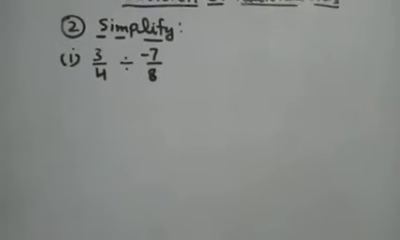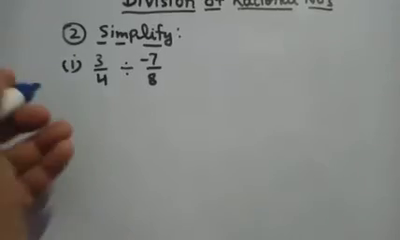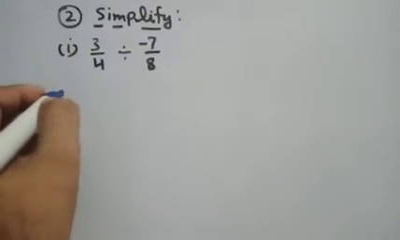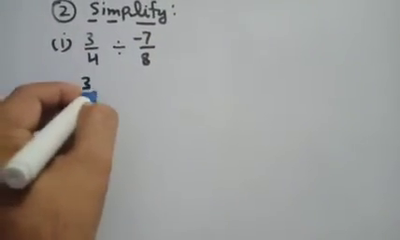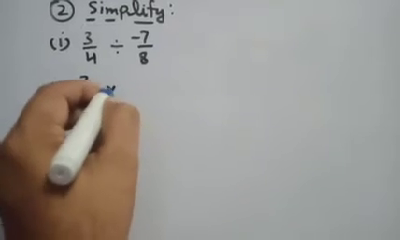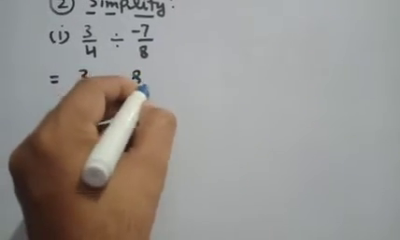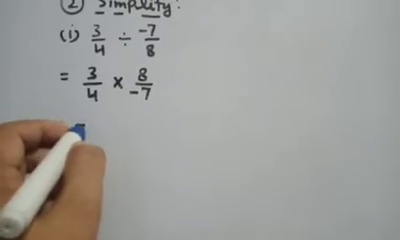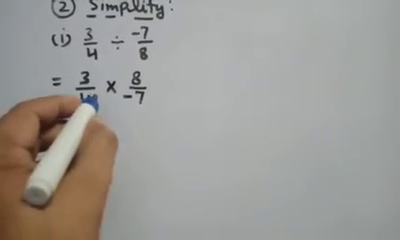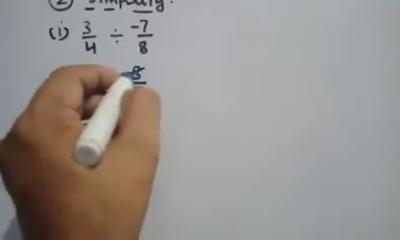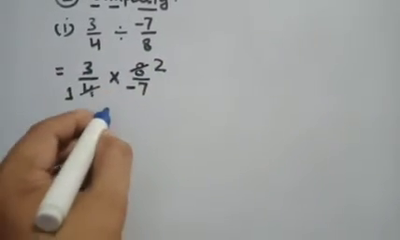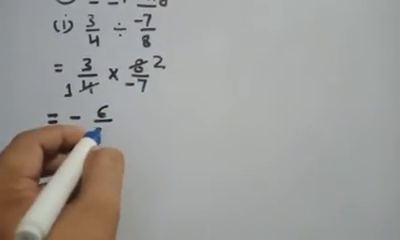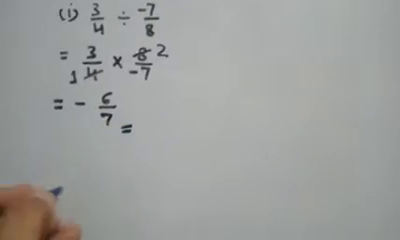So student, now the second question is simplify. The process will remain the same: 3 by 4, and here is a multiplication sign, now 8 upon minus 7. This one negative sign comes at front. Now 4 ones are 4, 4 twos are 8. Then 3 twos are 6 upon 7 ones are 7 will be the result.